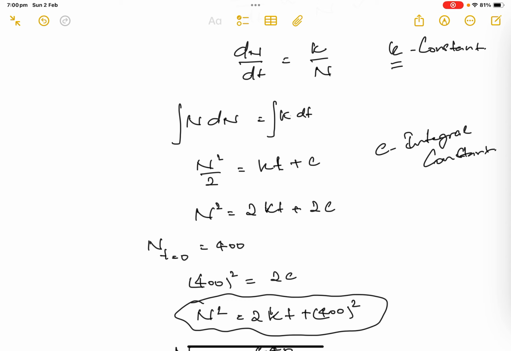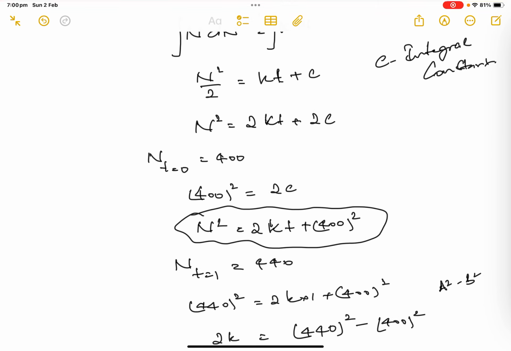If we integrate, we get the integral of n with respect to n, which is n squared over 2, equals the integral of k with respect to t, which is kt, plus c. It's an integral constant which we have to consider. So if we rearrange it, multiplying by 2 on the right-hand side, n squared equals 2kt plus 2c.